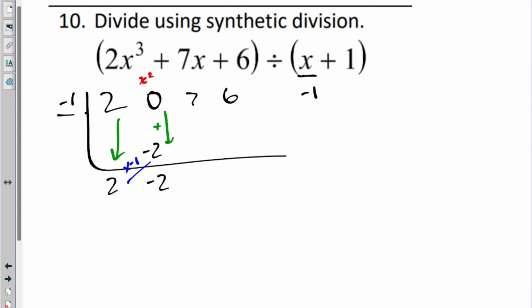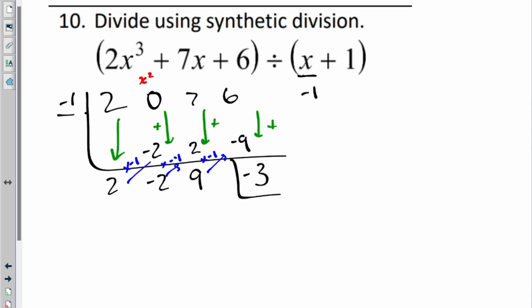And then we multiply times -1. And that means we get +2. And then we add. And that means we get 9. And then we multiply times -1. And we get -9. And then we add. And we get -3. And that's our remainder.